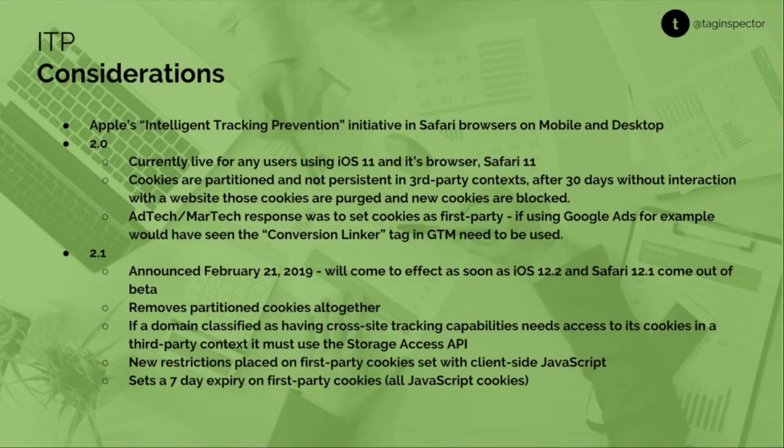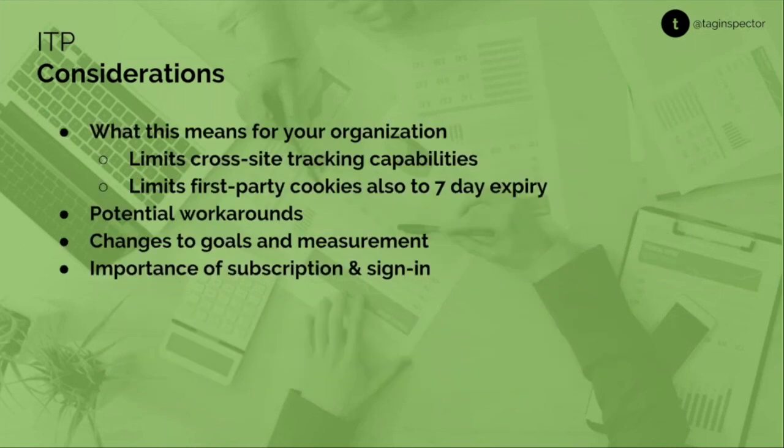So what this means for your organization, basically cross-site tracking capabilities or third-party cookie setting and reading, which is the traditional model for a lot of advertising technology, is basically going away. So first thing you need to do is understand what the different vendors you're working with are, what is their response to ITP, how are they going to be managing this, how are they going to be handling it, and how should you potentially be changing your expectations of what's possible with the different technologies you're using.